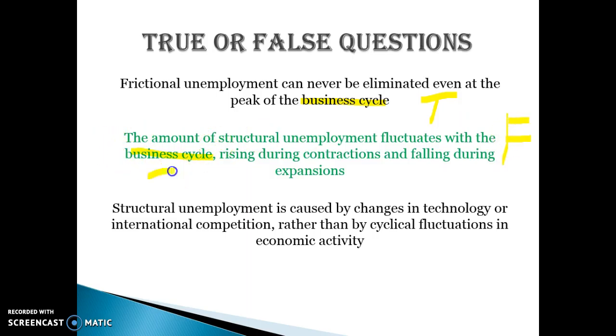And I should have stressed that earlier, but the cyclical unemployment is all about the business cycle. Frictional unemployment has nothing to do with aggregate demand in the business cycle. It's to do with supply side things. Structural unemployment is caused by changing technology or international competition rather than by cyclical fluctuations in economic activity. There's your true one. That's what it's caused by.